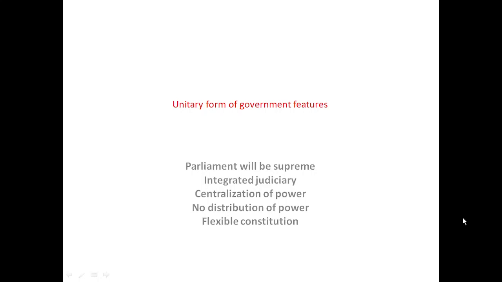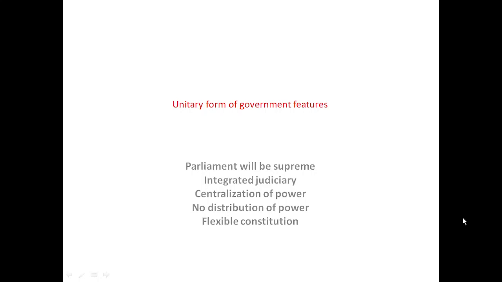However, when we come to India, it is different. The equation goes: the center is more powerful than the state. The constitution has been written in such a way. That is the main thing. The center has more power than the state.